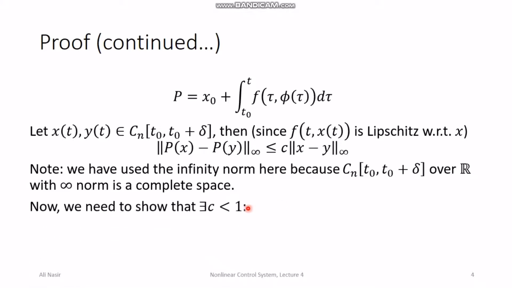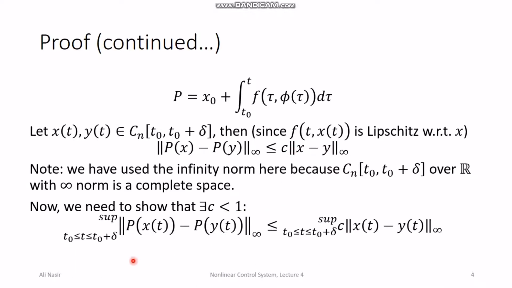Okay, now we need to show that there exists this C. All we need to show is that this Lipschitz constant is less than 1. If this is less than 1, then this becomes the constant in the definition of a contraction, and then P will be proven to be a contraction. All we have to prove is that this C is less than 1 under some conditions.